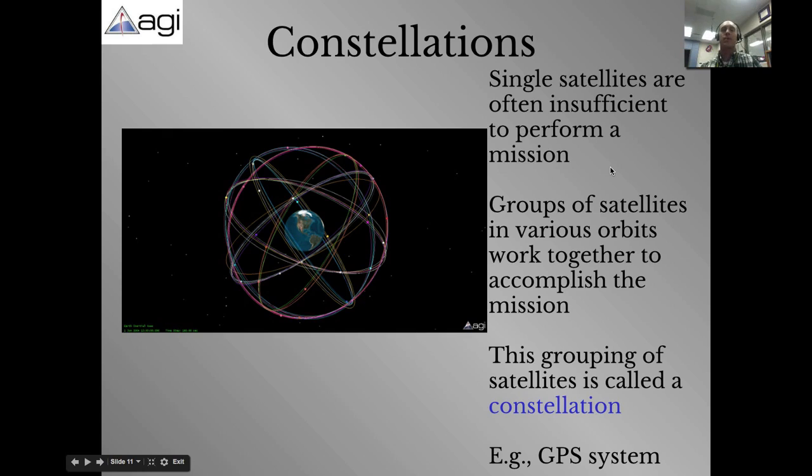So with constellations, single satellites are often insufficient to perform a mission. If you think about the weather satellite, just one of them isn't going to help. You need a lot of them. So groups of satellites in various orbits work together to accomplish a mission, and the grouping is called a constellation. Great vocab word. A grouping of satellites like GPS.